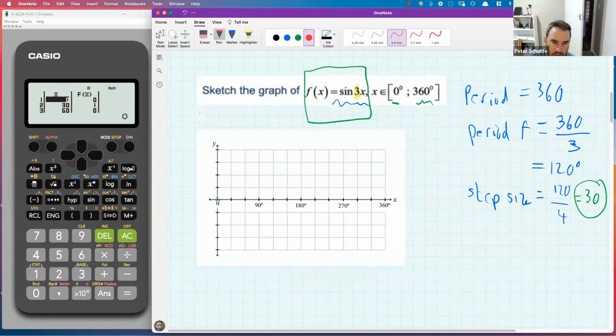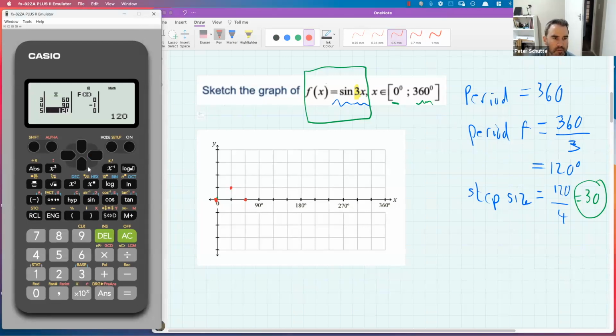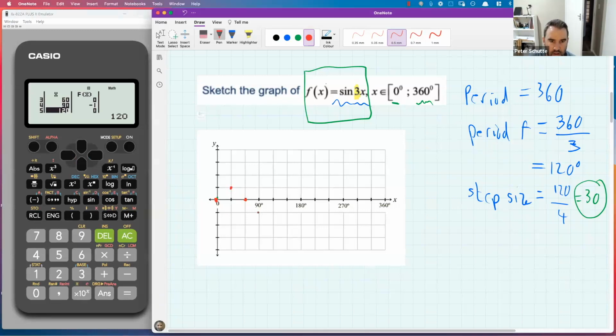Let's go with red. And then 30 is going to be this, and 30, and then it's going to be 1. And then 60 is going to be 0. 90 is going to be -1. And then 120 is going to be 0. So I'm getting my dots coming out like that.